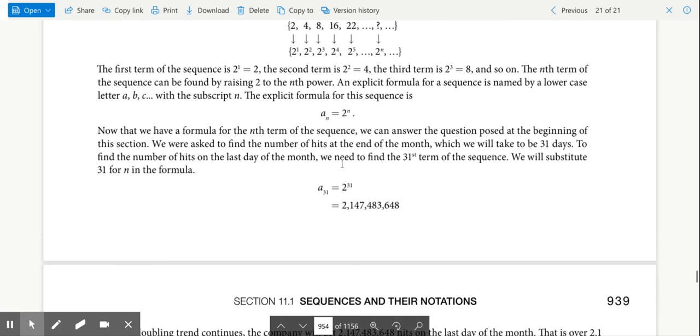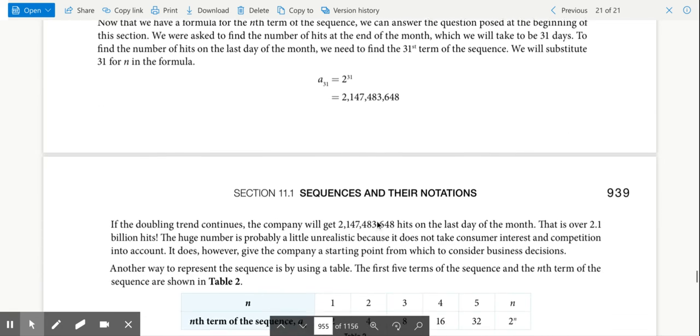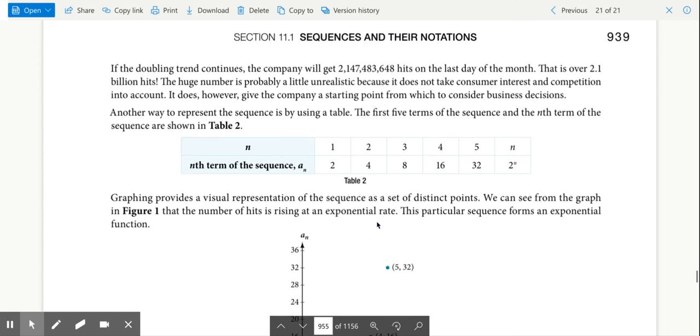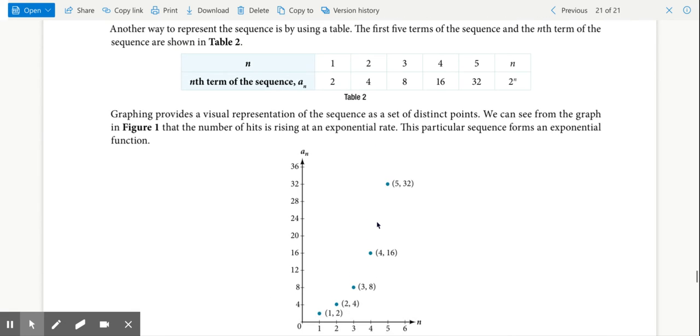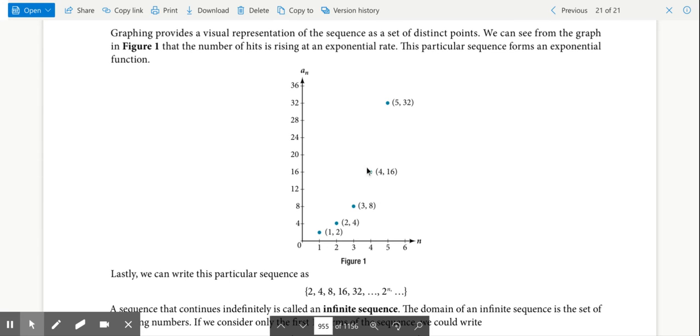And then using an explicit formula, we can find any term. So we could find the billionth term, right? It'd be some ridiculously huge number, but we could find that. We can also graph this like a scatter plot. So you can see, oh, that's exponential. So you can see kind of what this looks like.